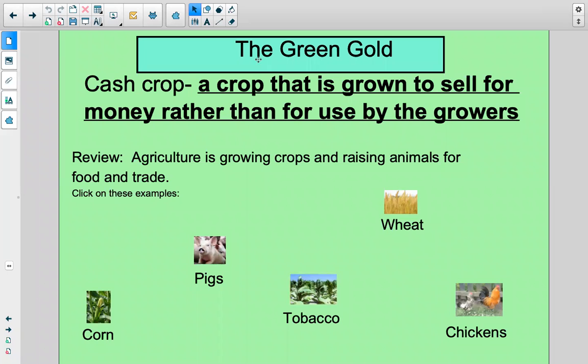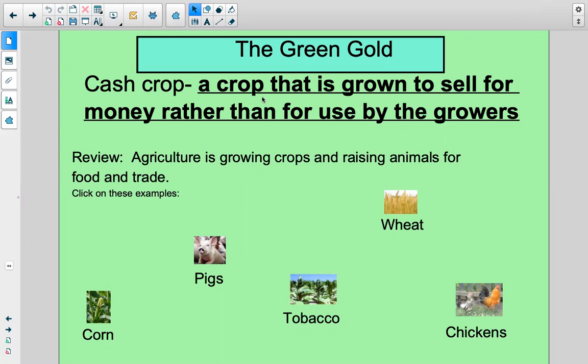All right, so the green gold. Okay, boys and girls, here is where you see your note page. So here's the title of your note page, and you can see that this part is the first thing that you're going to have to write in on your note page. So if you need to pause this slide for just a second to get this, you may do so.